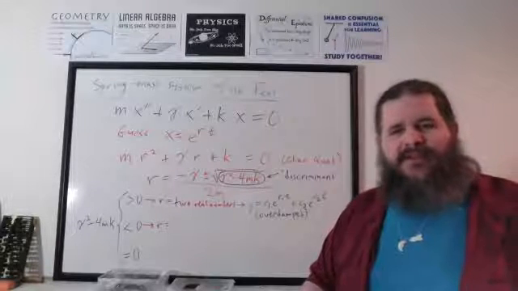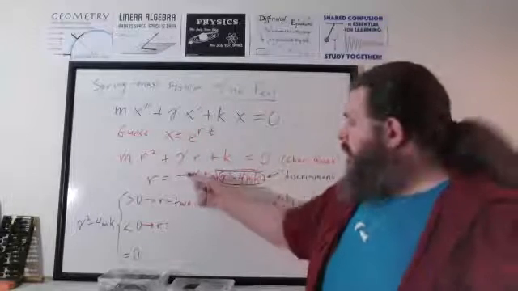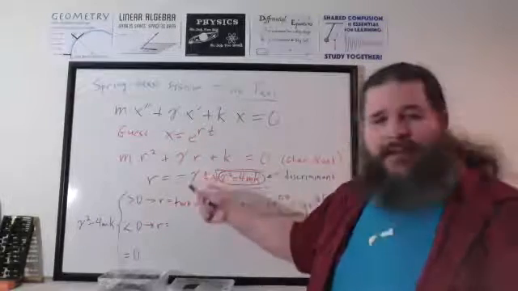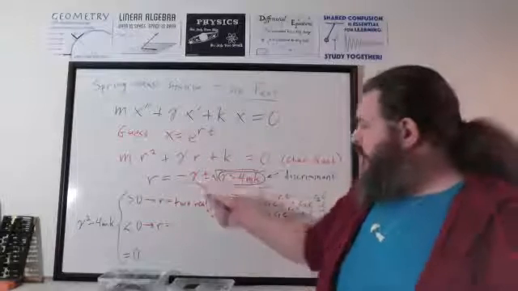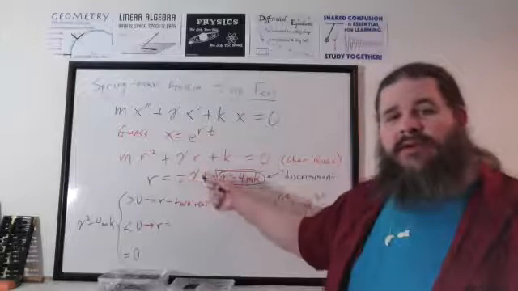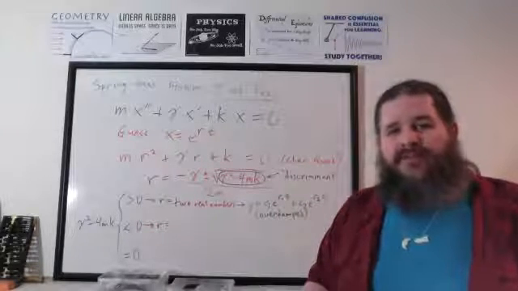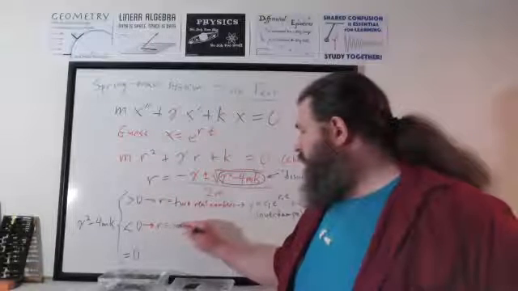What happens? Yeah, you get an imaginary number, right? Square root of a negative will be imaginary. And we also have a real part here from the negative gamma. So we end up with a real part plus an imaginary part, and also the same real part minus the same imaginary part. So it's not just any two complex numbers, it's specifically complex conjugates.